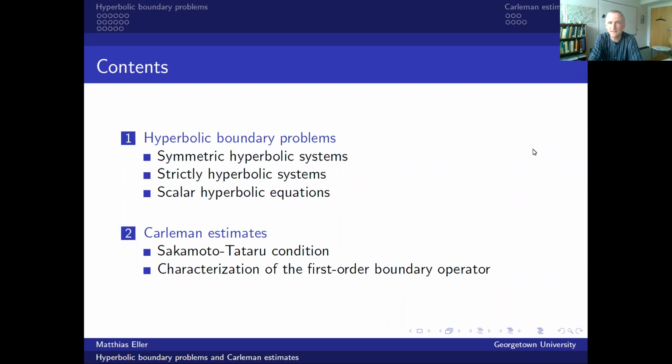Okay, now, hyperbolic boundary problems, and there are different types, and you see them in my table of contents. So I will talk about symmetric hyperbolic systems, strictly hyperbolic systems, also about scalar hyperbolic equations, which fall a little bit into the second category, but I still like to distinguish them.